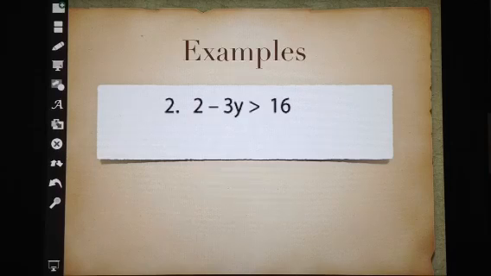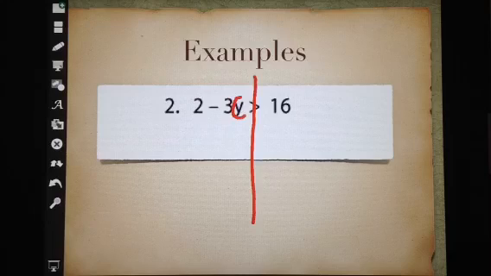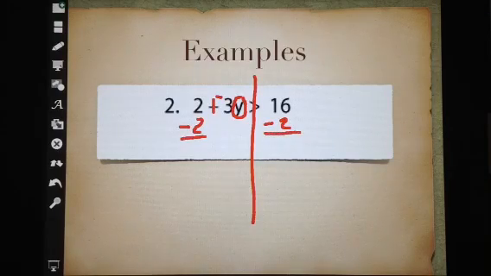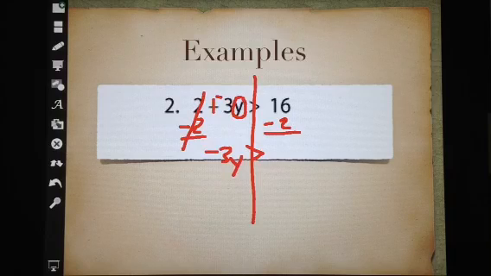Alright, this example, again, I draw my line, I circle my variable, I do some change. What's furthest away is the 2. 2 is positive, so the opposite is to subtract 2 to both sides. I bring down negative 3y is greater than 16 minus 2 is 14.